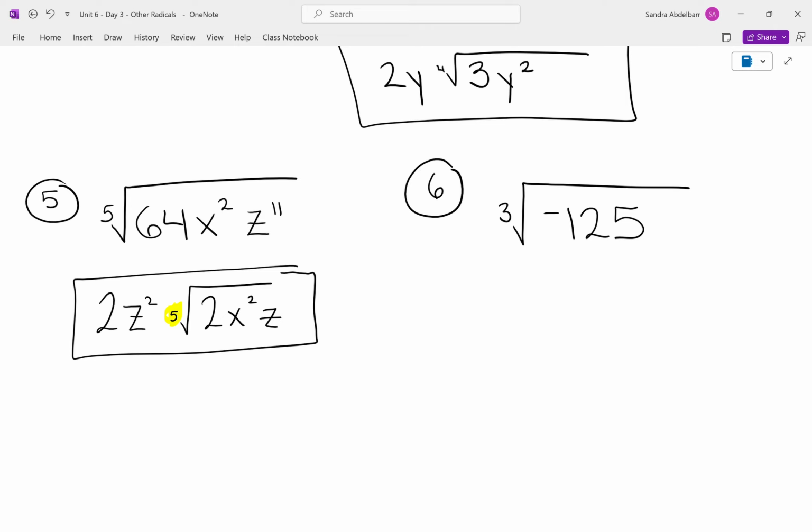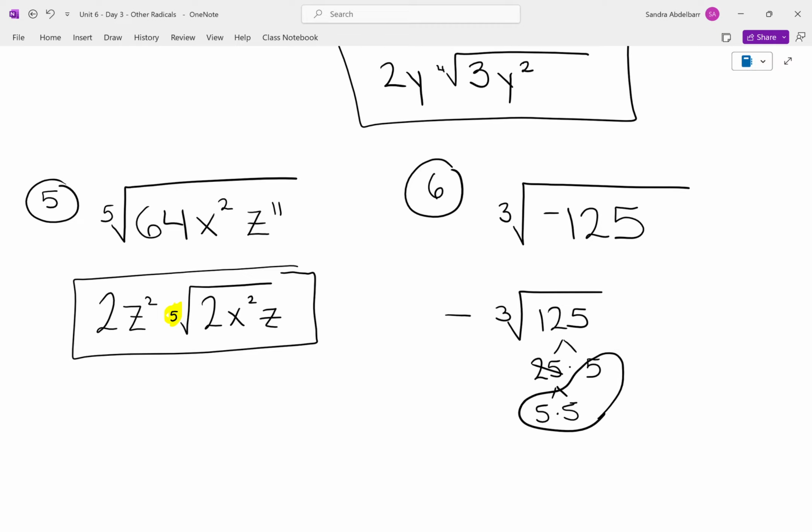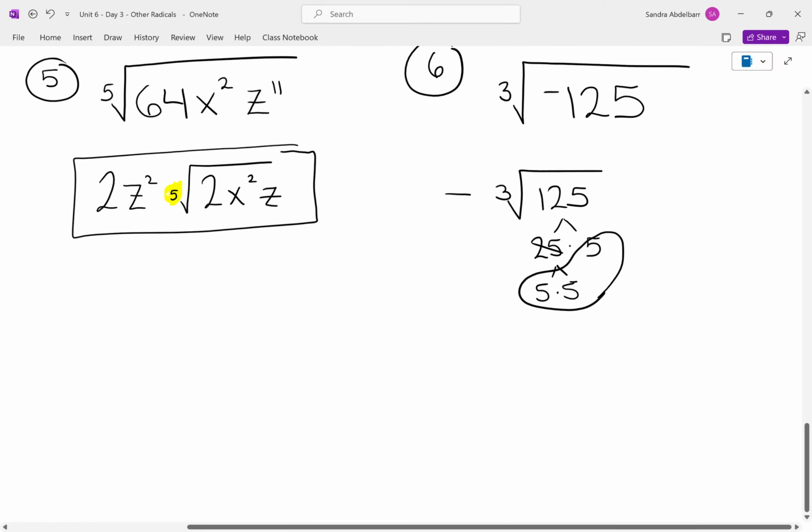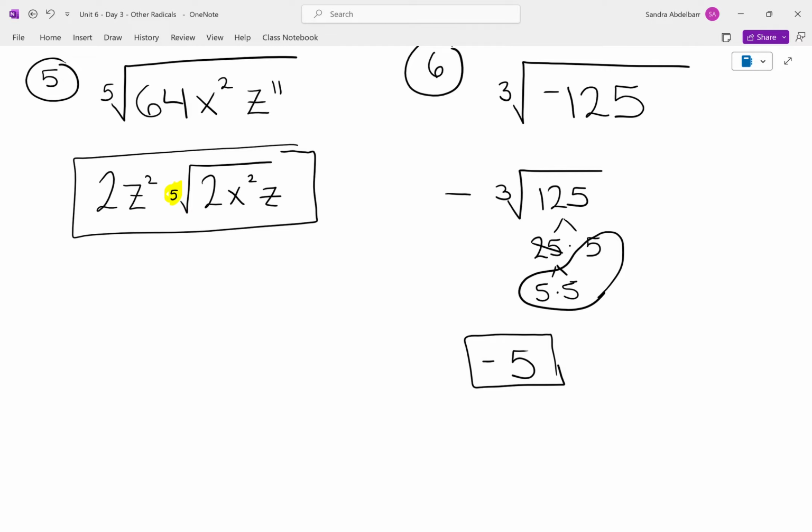But can there be a number times itself 3 times that will be negative? Absolutely. A negative number times itself 3 times will be negative. So in this scenario, we want to immediately pull out the negative. So now I have the cubed root of 125, and we know 125 is 25 and 5, and then 5 and 5. So here's our triplet. Because I circled one group of 5s, only one 5 is coming out. Is there anything left on the inside? Nothing.